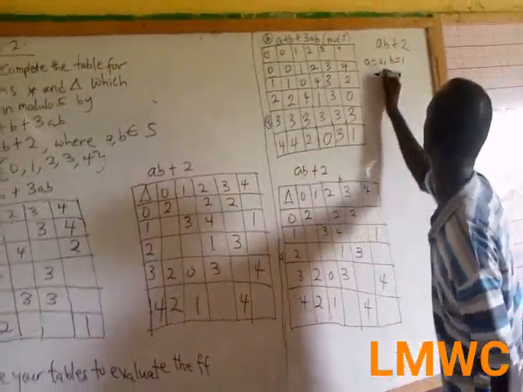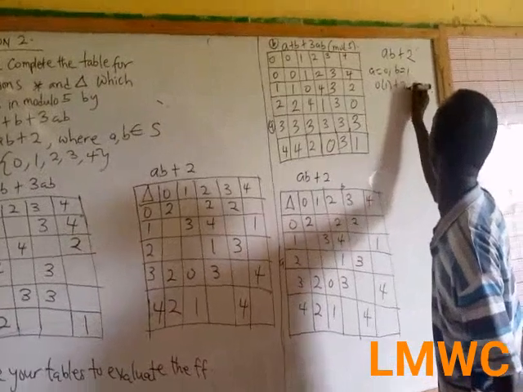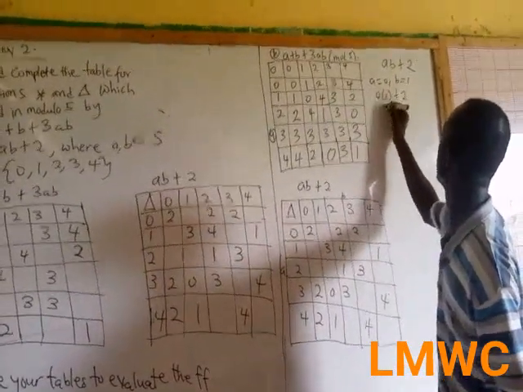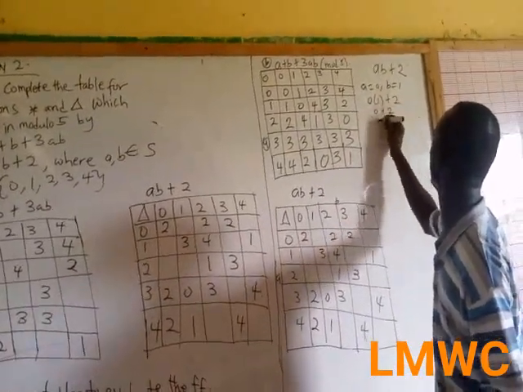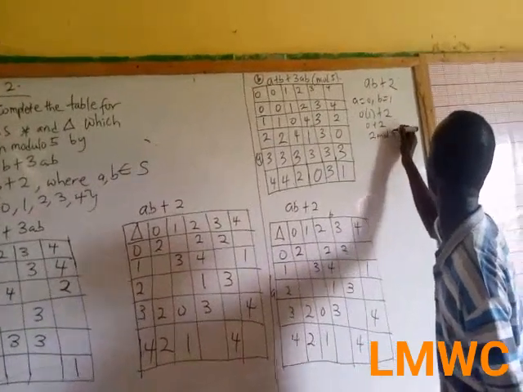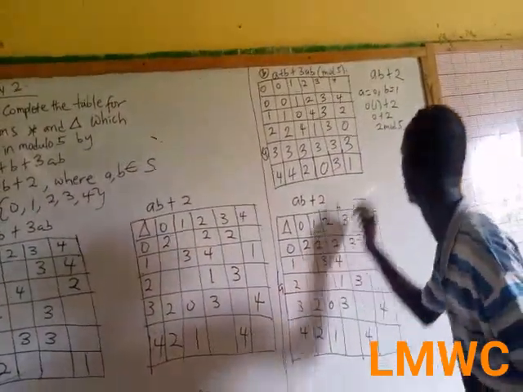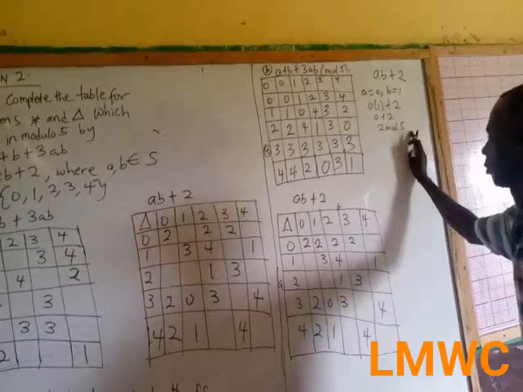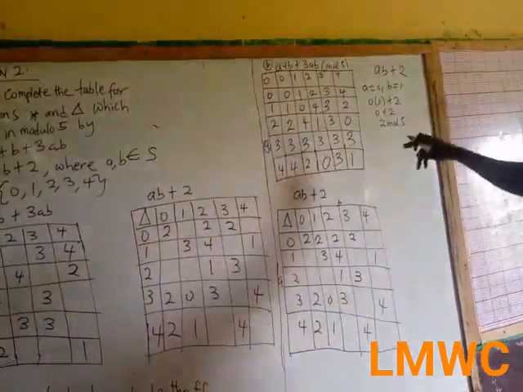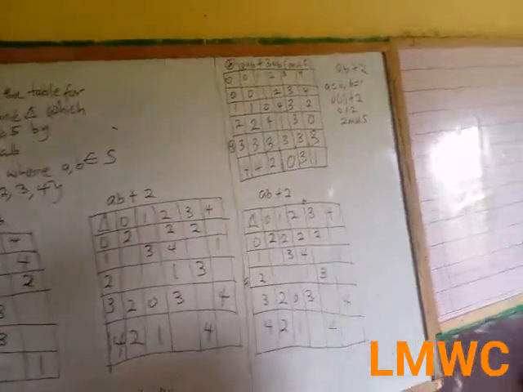So 0, 1 plus 2. So 0 times 1 is 0 plus 2. We have what? 2 mod 5. And 2 mod 5, you write 2, because this is less than the mod. And anytime you get a number less than the mod, you write the same number.